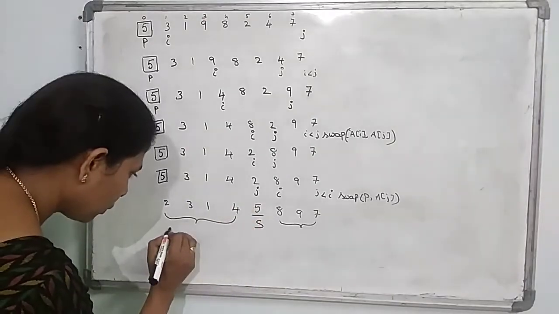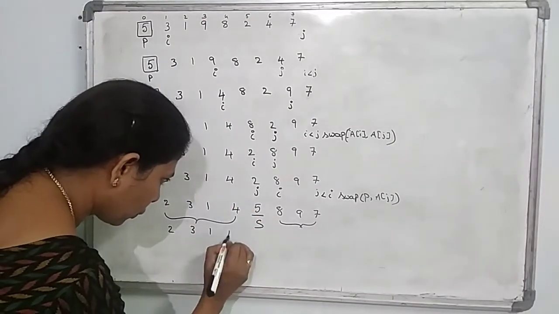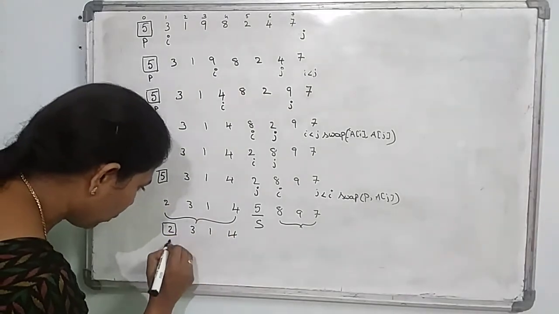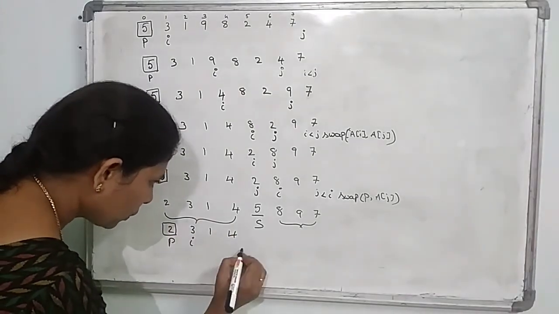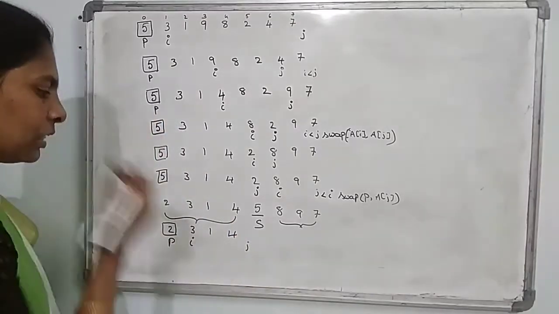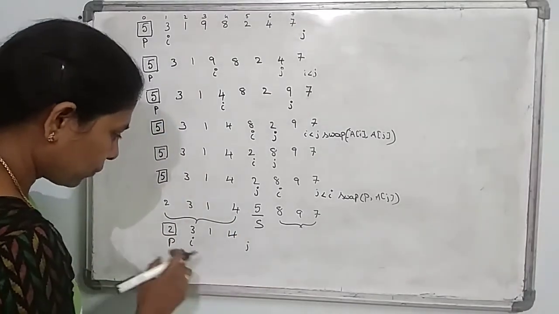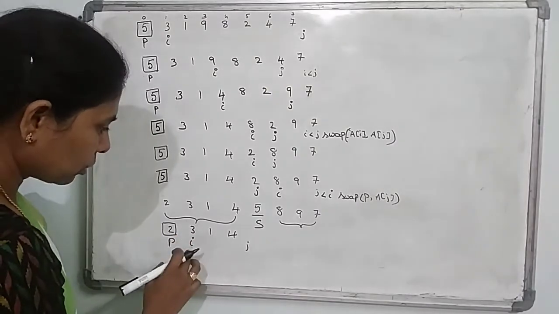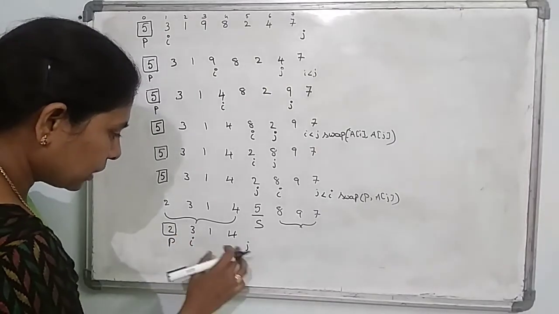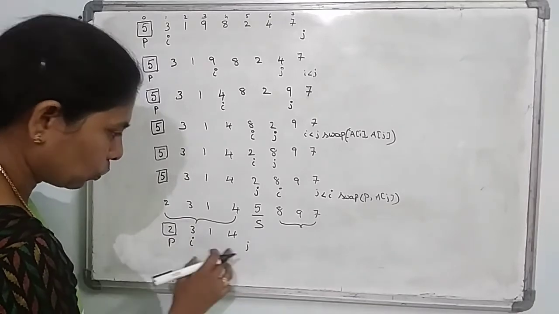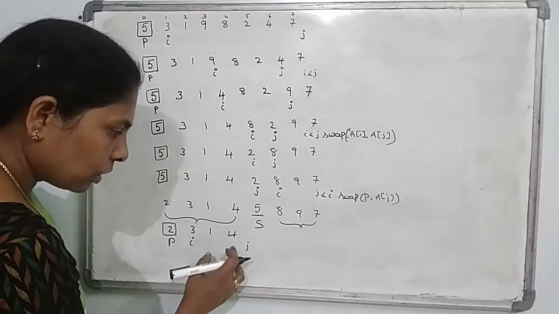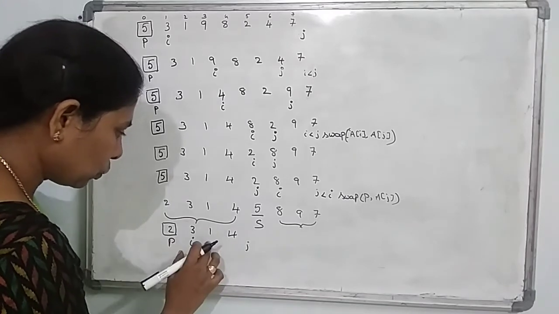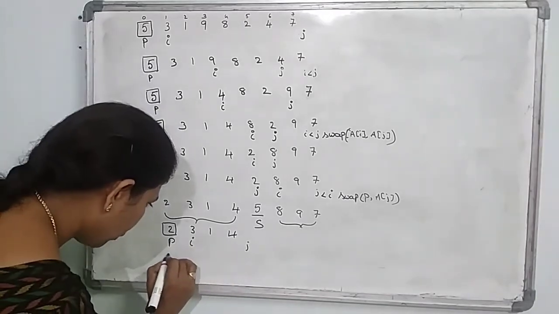If I take 2, 3, 1, 4, this is one of the sub-arrays. In that 2 is acting as the pivot element, I is 3 and J is at the end. Again you can apply the same process. 3 is greater than 2. Yes. So you can stop this process. Now J decrements. 4 is greater than 2. So you can skip that element. 1 is less than 2. Yes. So now you can have the elements.